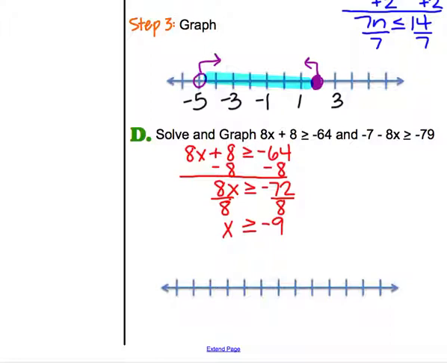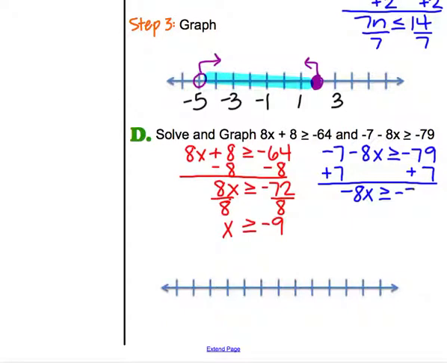Going ahead and solving the second inequality, -7 minus 8x is greater than or equal to -79. Add 7 to both sides, and we get -8x is greater than or equal to -72. And then we divide both sides by -8. Because we're dividing by a negative, we're going to flip the sign, giving us x is less than or equal to +9.